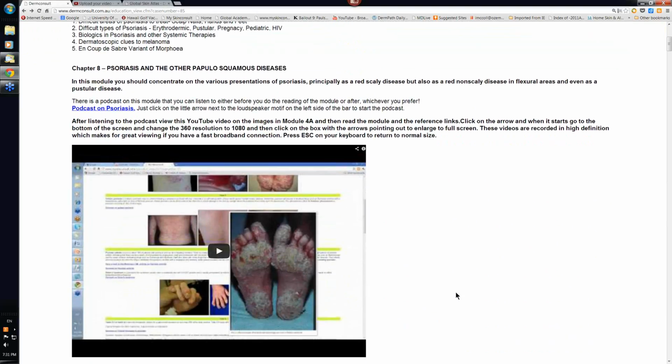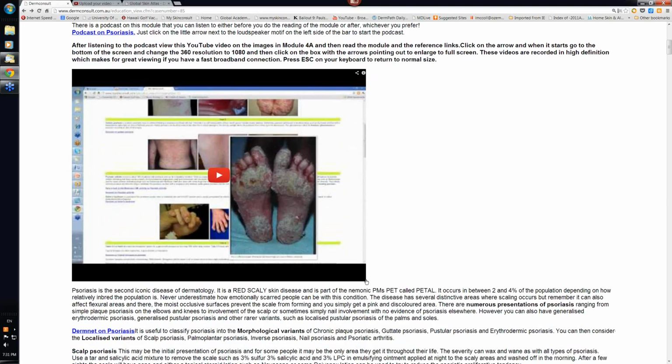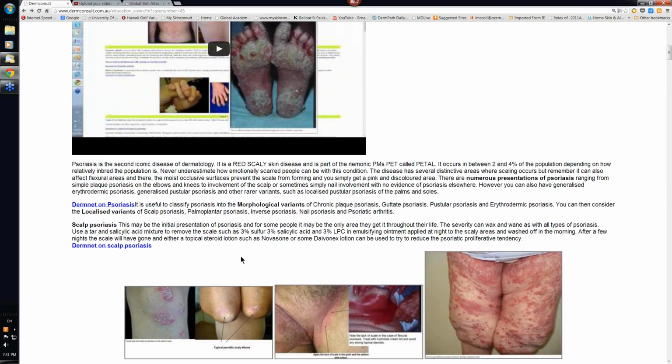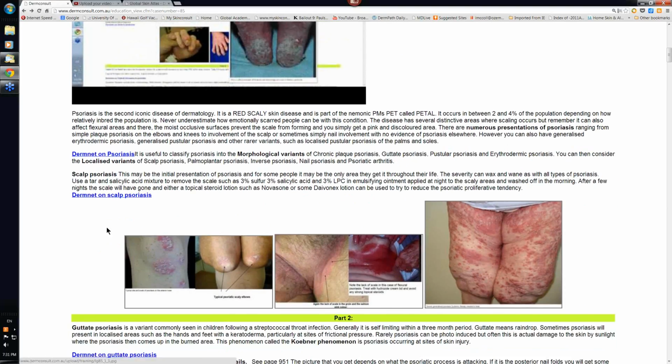And there's a nice clinical case of en coup de sabre, one of the variants of morphea. So look at this video. It will go into all of the various presentations of psoriasis, or at least most of the common ones. DermNet has a lot of good material on psoriasis, on the individual areas as well, so it's worthwhile flicking into the DermNet site and looking at those.